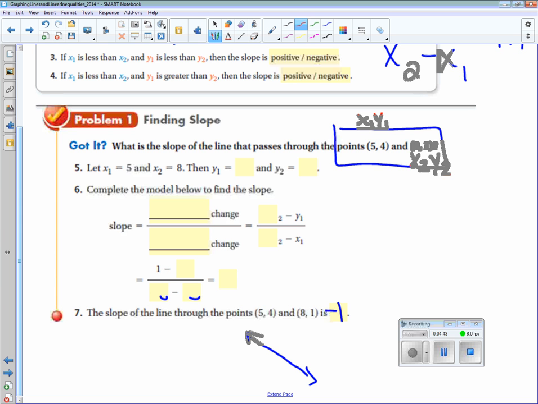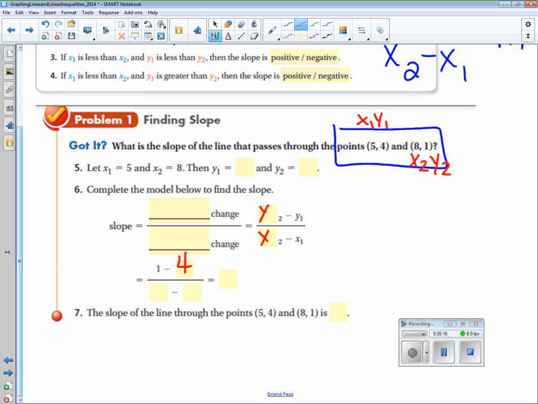y2 minus y1. So what numbers are going to go in here? 1 minus what? 1 minus 4. We have to be real careful because sometimes you're subtracting a negative number. And what happens when you subtract a negative? It becomes a positive. So you've got to keep those negative numbers real straight. Now I'm going to look at y. It's going to be y2 minus y1, over x2 minus x1. So x2 minus x1 is going to be what down here? Look at your numbers.